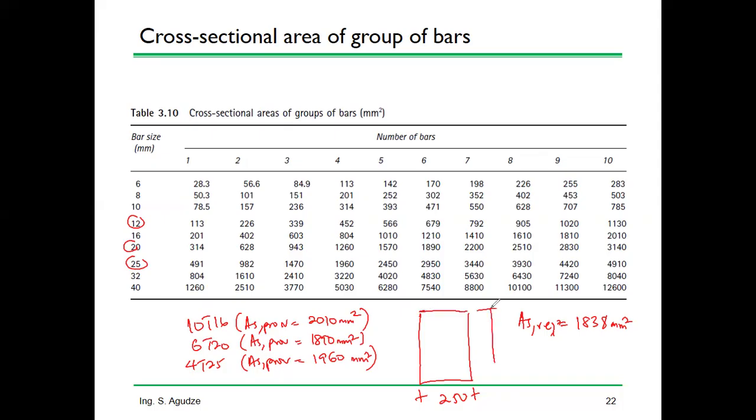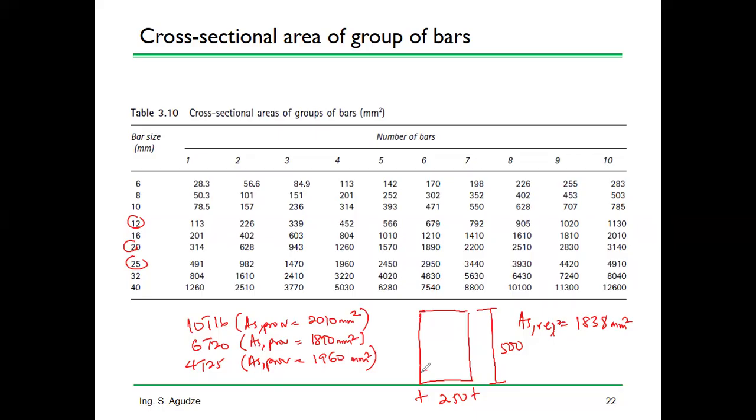The depth is 500. So will I be able to arrange this 10T16 here? The concrete cannot even pass through. So if that is not possible, then it means you need to adopt either having the bars in layers, or bundle bars. But let's see the 6T20, the diameter 20.